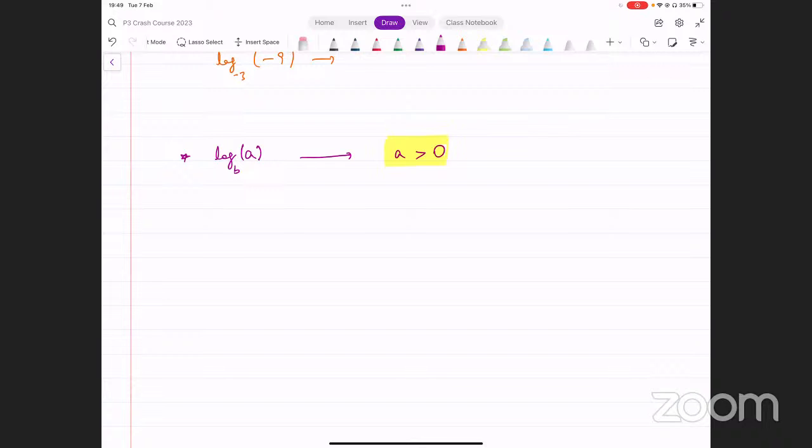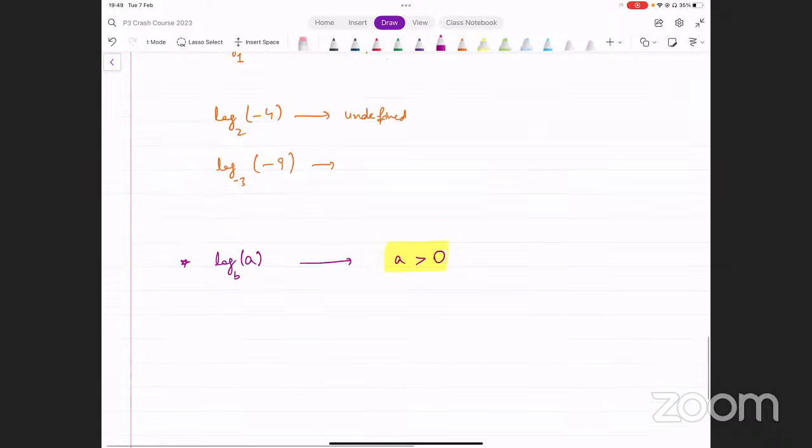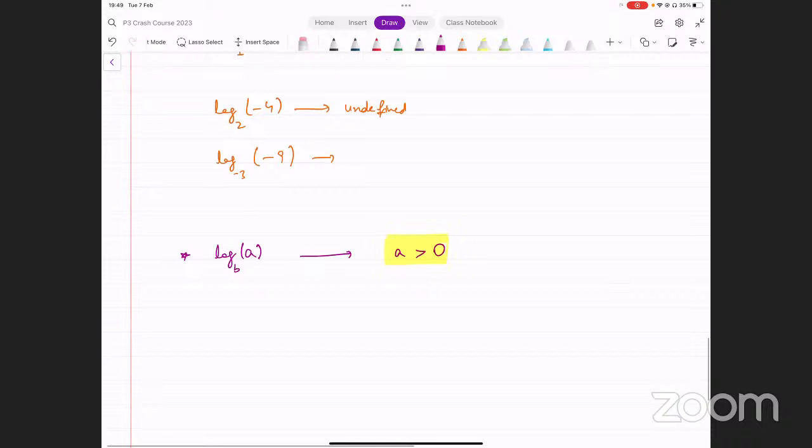Okay. So that's why I was showing all of these examples to you. If you take a log of negative number, it's not going to be defined. All right.